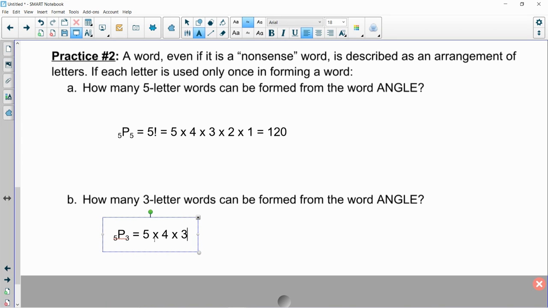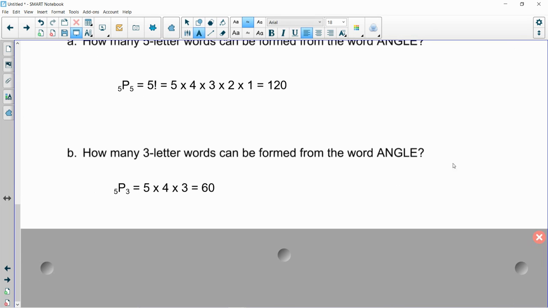And the reason why we stop is because our second number told us we only want 3 factors here. 1, 2, 3. So we take the product of these 3, and now we find there are 60 different 3-letter words we can form. Okay, I really like this opening question. It really shows the difference between the 2 based on what we know about permutations and their connections with factorial, as well as the counting principle. So we're putting a lot of things together here, which is nice.